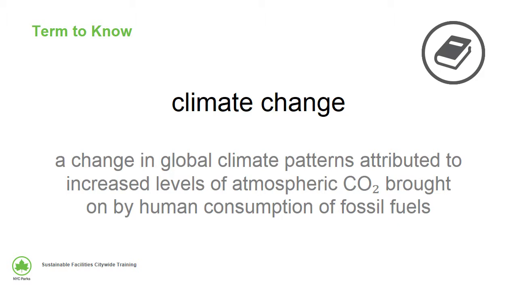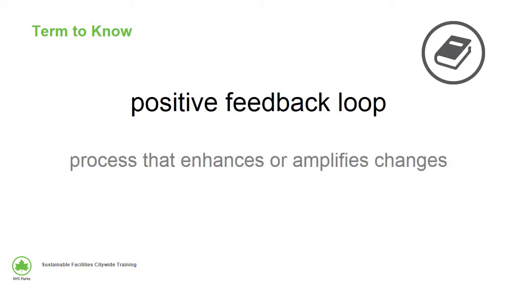When we talk about climate change, we're talking about a change in global climate patterns that can be attributed to increased levels of atmospheric carbon dioxide brought on by human consumption of fossil fuels. As the climate changes, it sets into motion certain positive feedback loops, processes that enhance or increase the change.